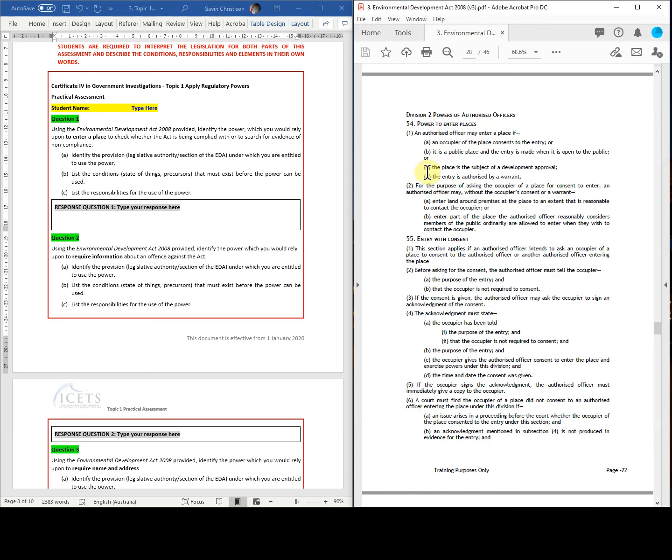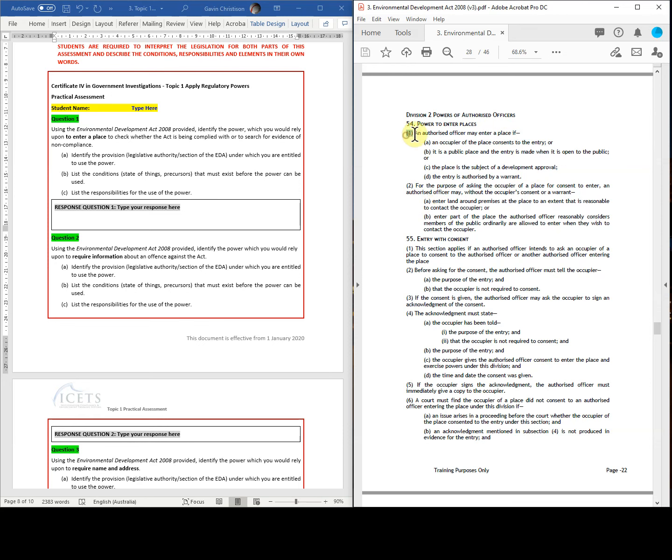So part 1 of that question, identify the provision under which you are entitled to use the power. The answer to that, section 54, power to enter places. So part B lists the conditions, precursors that must exist before the power can be used. So let's look at subsection 1 of this section 54. An authorised officer may enter a place if.